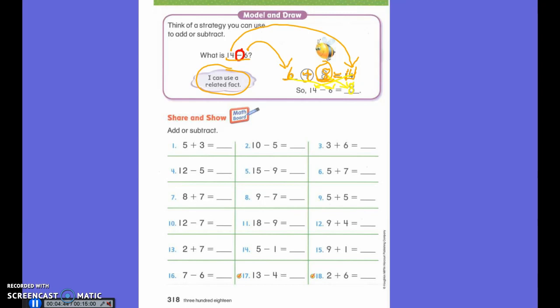When you do your addition or subtraction facts, first I want you to look to see if it is an addition problem, you get more, or if it is a subtraction problem, you get less, you take it away. I also want you to see if it is a doubles math fact or if it is a count on math fact or if it is a count back math fact. And those strategies will help you.